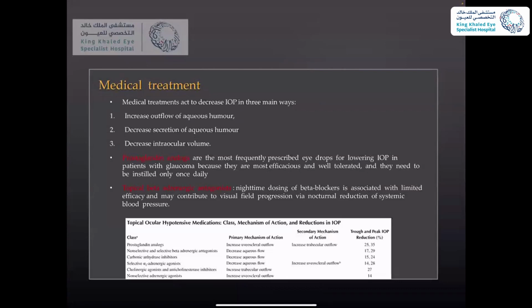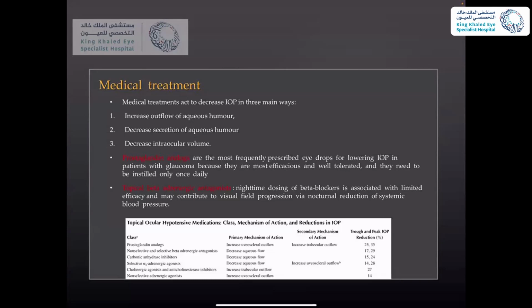As first-line treatment, it is proven that prostaglandin is the most frequent choice for a patient with primary open-angle glaucoma. The advantage of prostaglandin is that it has the highest percentage of decreasing the IOP, and it is also more convenient to the patient because it is used once daily, so more patients will comply with it.